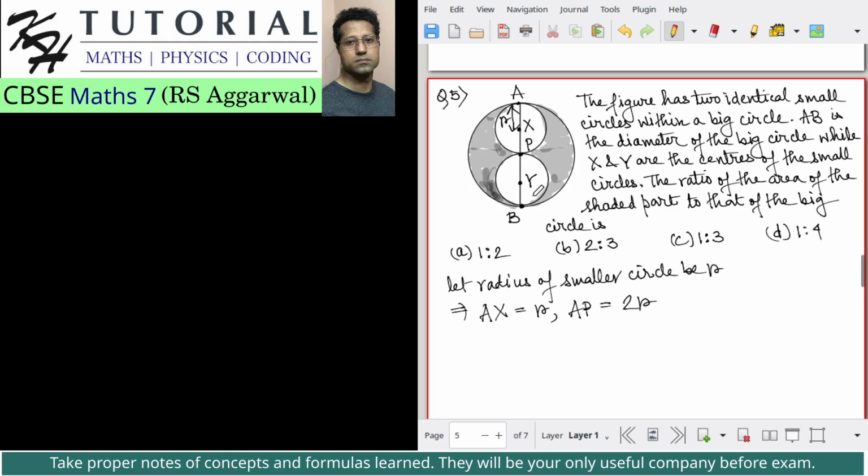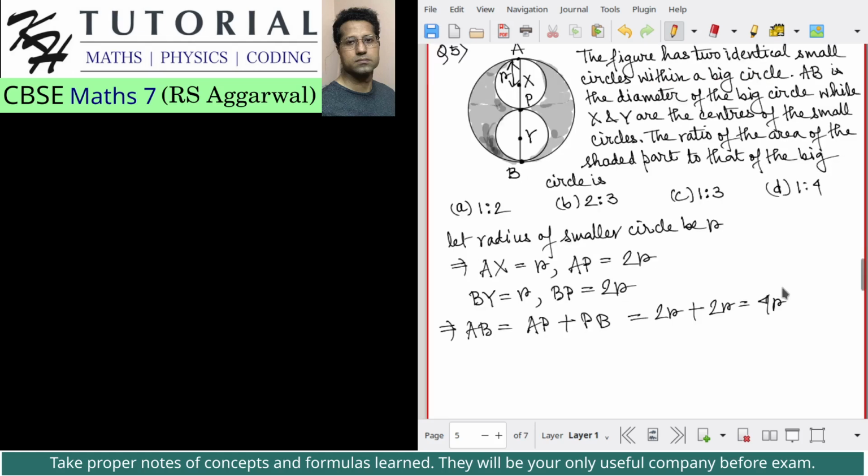Similarly, we will have BY will be equal to r, and BP will be equal to twice r. Now this implies, what is AB? AB is AP plus PB, which is equal to, AP is twice r and BP is also twice r. So this is equal to 4r. That is, the diameter of the bigger circle is equal to the sum of the diameters of the smaller identical circles. So we have AB is equal to 4r.